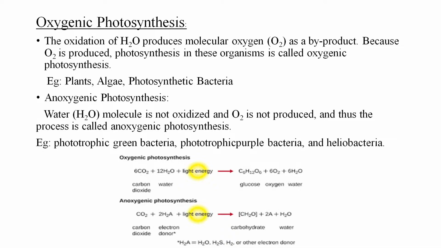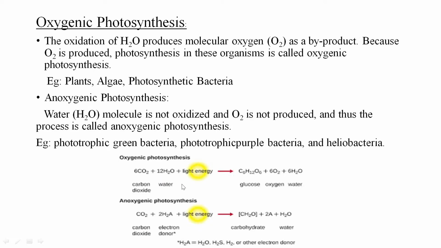And anoxygenic photosynthesis involves a water molecule that is not oxidized and oxygen is not produced, and thus the process is called anoxygenic photosynthesis. The organisms which follow this anoxygenic photosynthesis are phototrophic green bacteria, phototrophic purple bacteria, and heliobacteria. This is the reaction of oxygenic photosynthesis and anoxygenic photosynthesis.